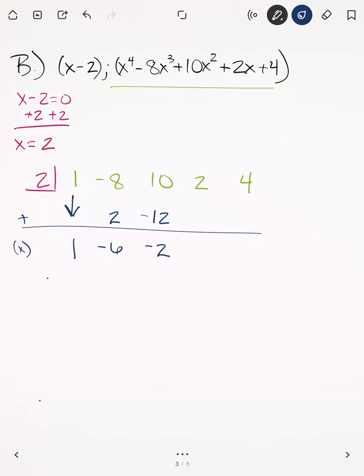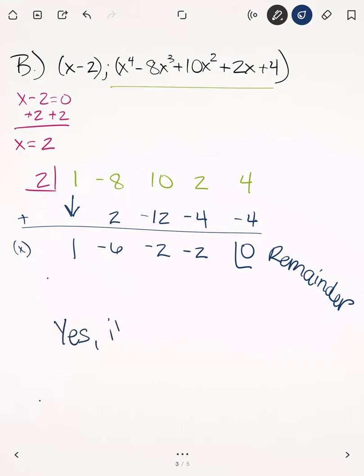I multiply. 2 times negative 2 is negative 4. I add. 2 plus negative 4 is a negative 2. I multiply. 2 times negative 2 is a negative 4. 4 plus negative 4 is 0. This is my remainder. So in this case, it is a factor. So yes, it is a factor.